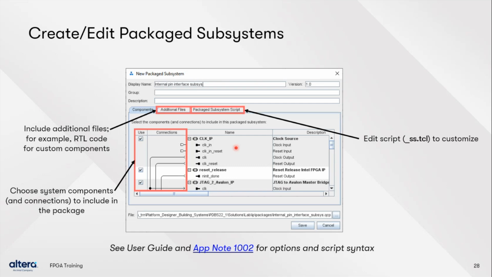Okay. So you can choose what components you want to use, what connections you want to use. You can add additional files. So for example, if there is a custom component in the subsystem, you would want to include the code that makes up that custom component. And then there's also access to this subsystem script file that allows you to customize the use of this subsystem when it gets added to another system, okay? So the Platform Designer User Guide and App Note 1002, which is included, I believe, in the links that Steve has that he'll put in the chat, gives you all the options and the syntax for working with the script.